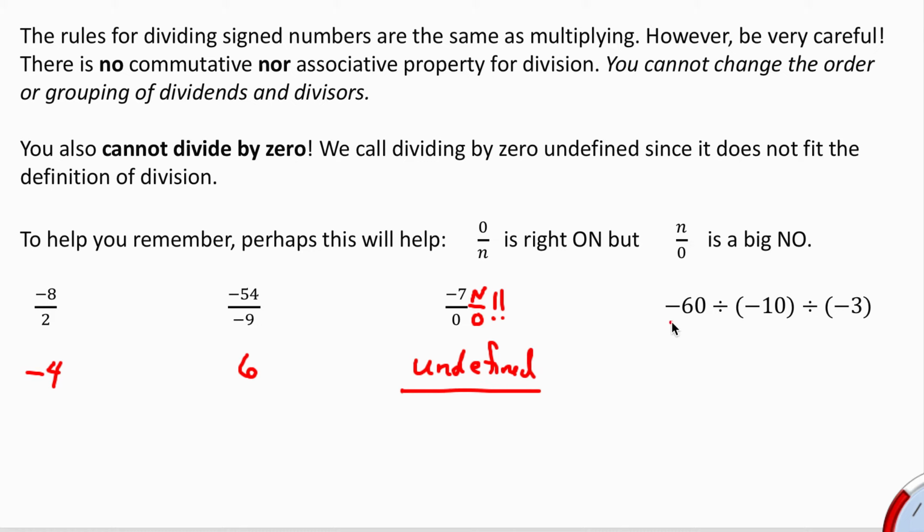Okay, can't move them around, so there's nothing I can do but go in order. Signs are the same. That means plus. 60 divided by 10 is 6. Signs are different. That means minus. 6 divided by 3 is 2.